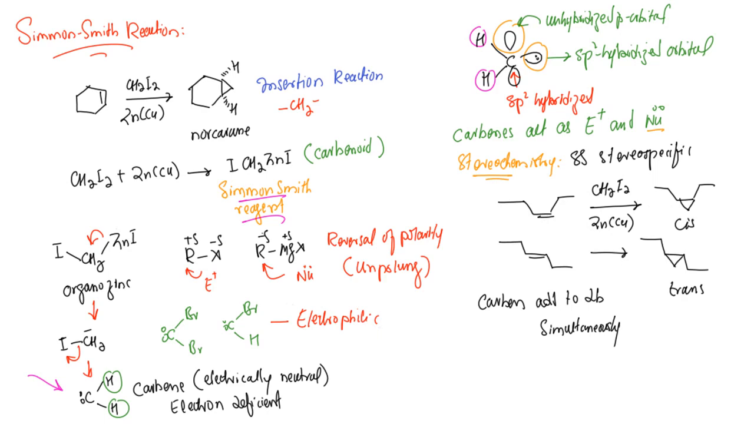One important thing is that the carbene must be generated first from a carbenoid before it adds to a double bond.